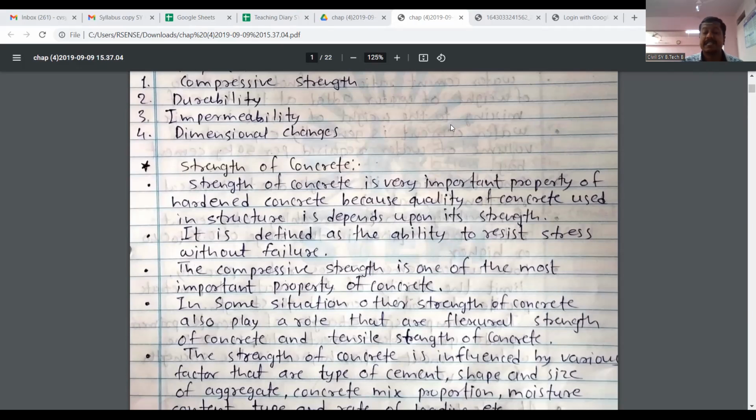So how much load it can sustain per unit area, how much load it can sustain before failure, that is important. That is nothing but the strength. That is why the strength phenomenon is very, very important for us to know about.